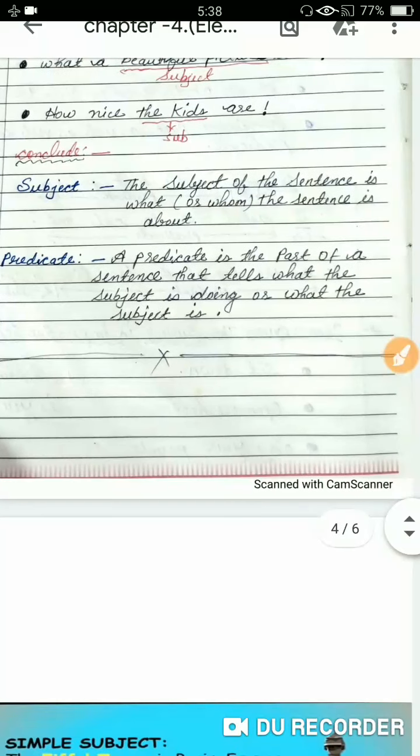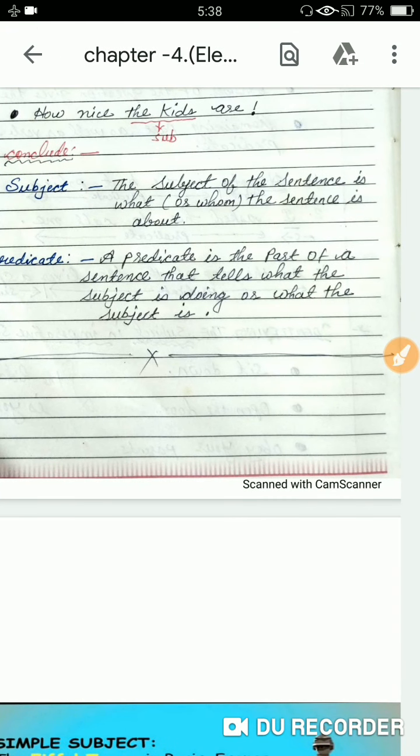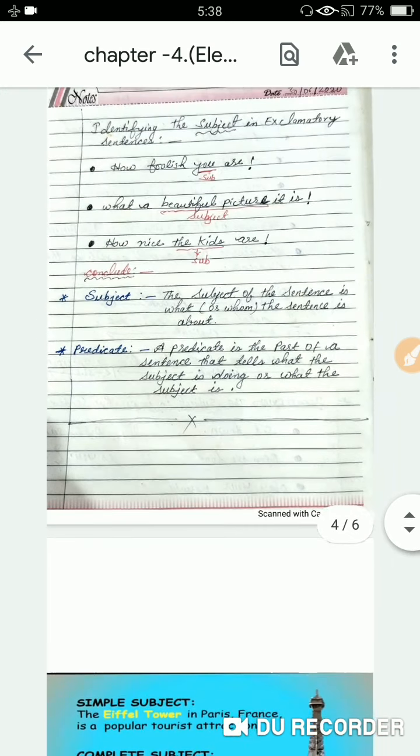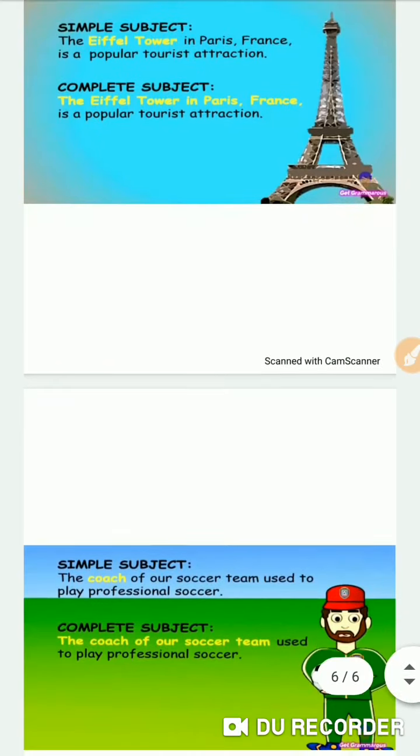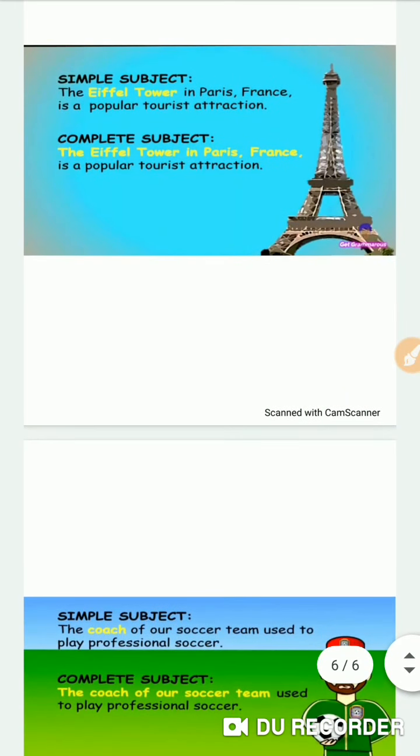So we can conclude that the subject of a sentence is what or whom the sentence is about, and the predicate is that part of the sentence that tells us what the subject is doing or what the subject is. Sometimes there's a simple subject and a complete subject. So I will find out the simple subject and the complete subject.